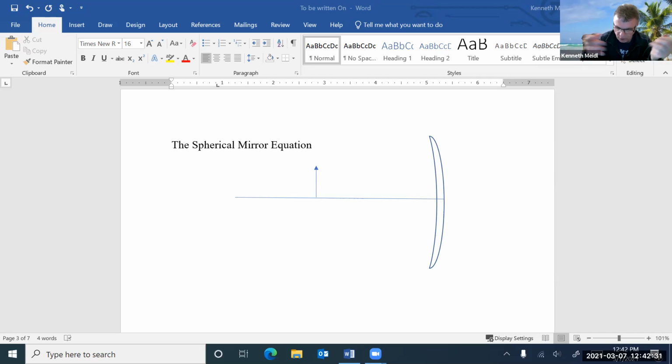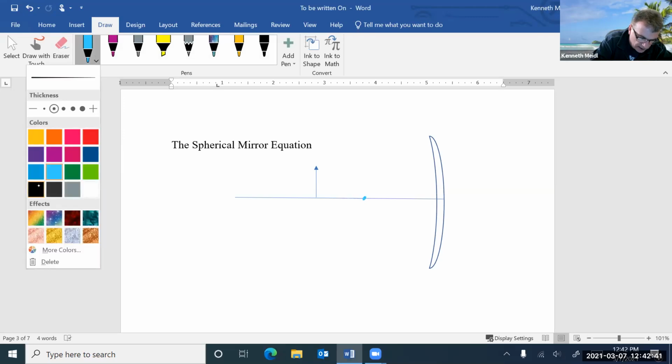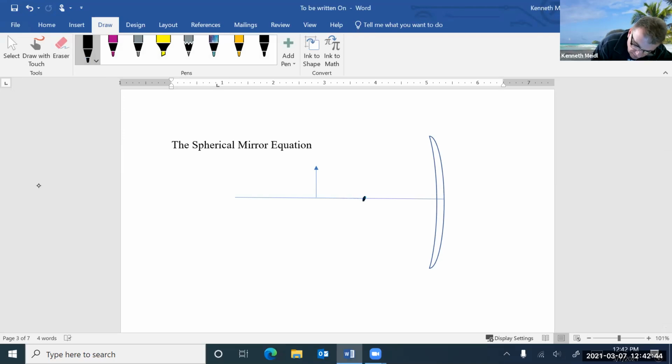Okay, so I just have a spherical mirror here with some objects out in front, and just to make life easy, let's have this right here be the focal point. And so if I get that distance and I double it, right about here someplace is the center of the circle or something like that. And I'm just going to draw some ray diagrams here.